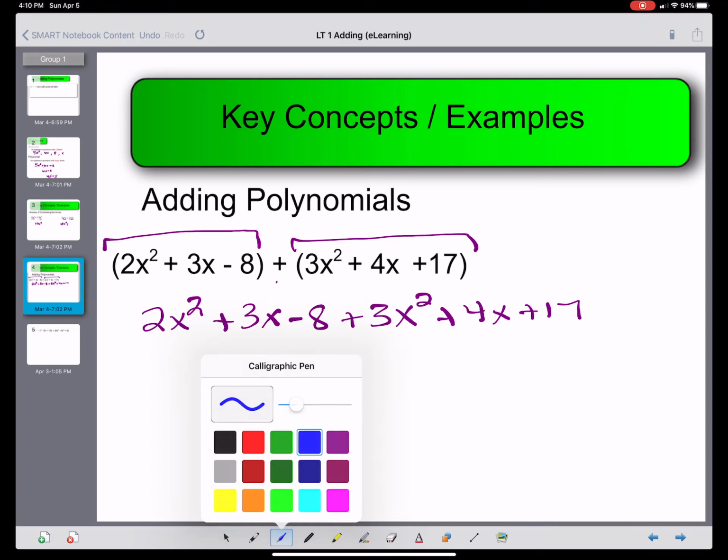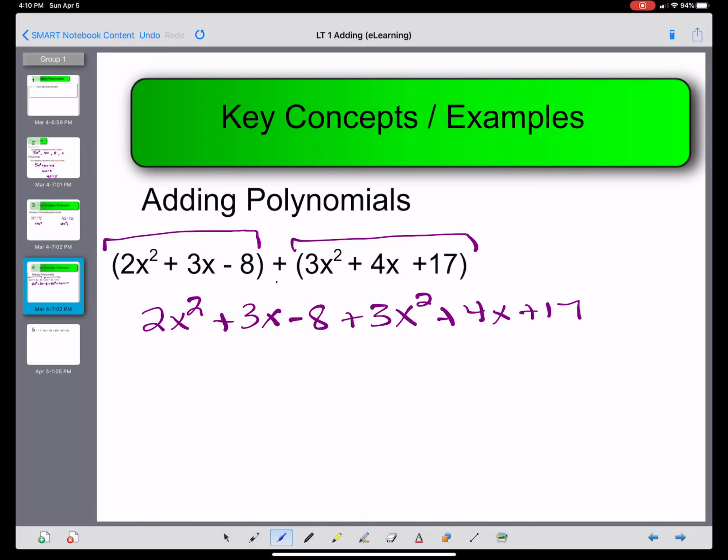What I like to do is start at the left, and I see here that I have 2x squared. So here's one term, 2x squared. I'm going to look for anything that has that x squared. Well, this piece has an x squared. Okay, that's all we have. So remember, add the coefficients. 2 plus 3 gives me 5x squared.